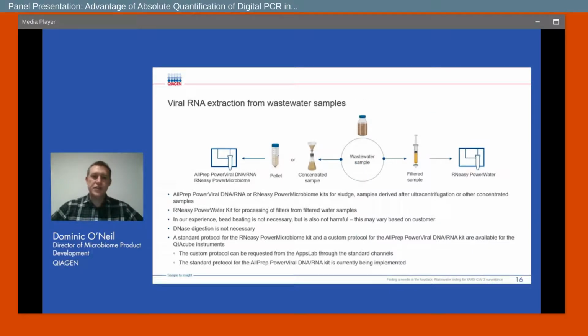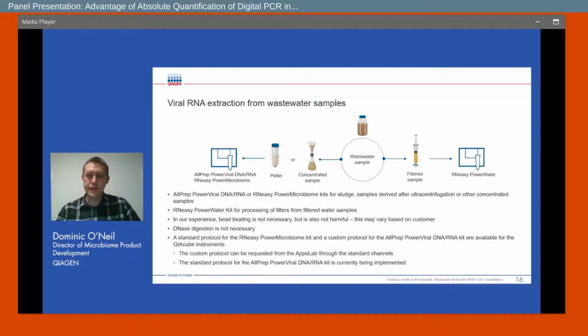So our recommendations for doing RNA extraction from wastewater is to filter your sample. If you filter your sample, you should use the RNeasy Power Water Kit because that provides 5 ml tubes to do processing of the larger filter. If you're going to concentrate the sample through pelleting or through ultrafiltration, then the All-Prep Power Viral DNA RNA or the RNeasy Power Microbiome Kit work well.